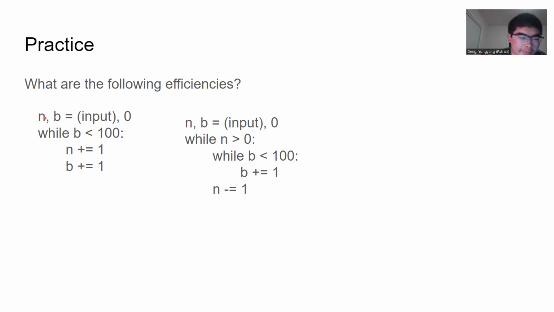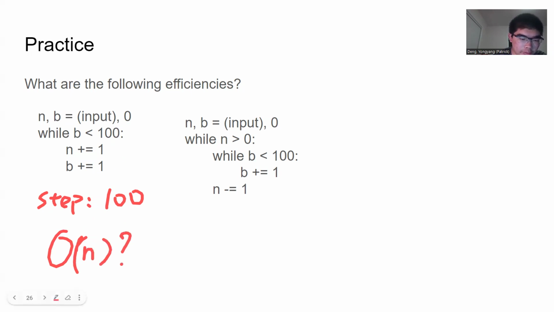So the input is n and b is 0, and while b is less than 100, I have to loop b 100 times. Each time I increase b by 1, so the step count will be 100. When you think about efficiency, you have to be very careful, because you have to think about whether the counter is related to your input. For this one, you might say there's only one value, so is that big O of n? Is that big O of n?